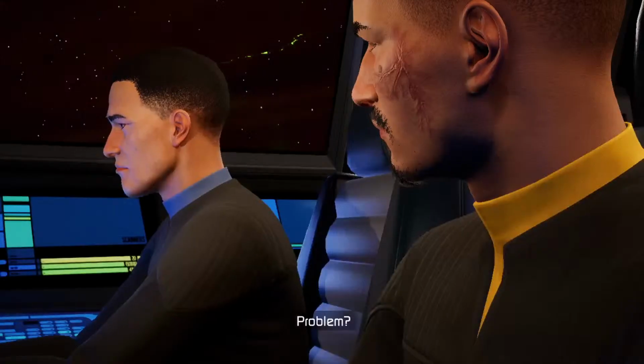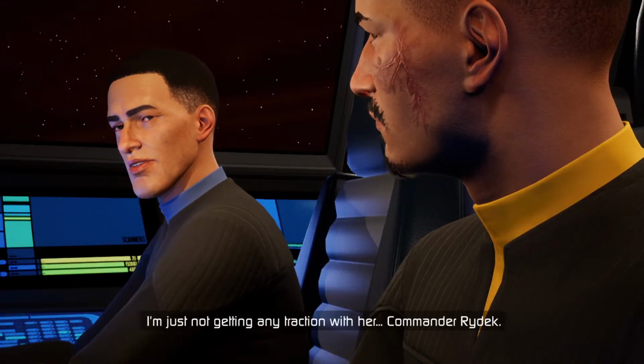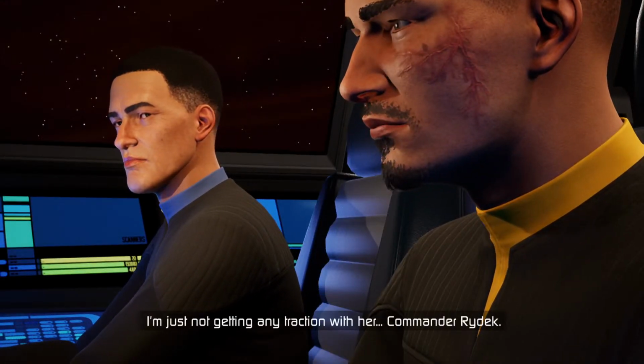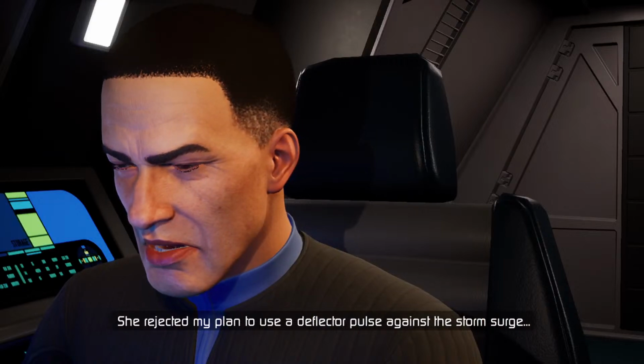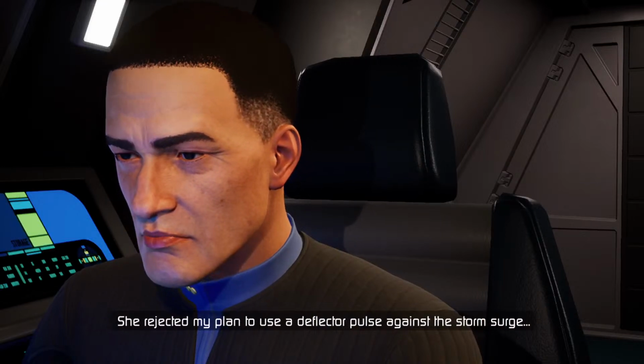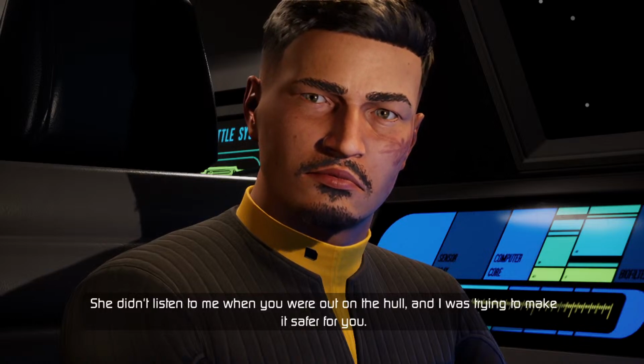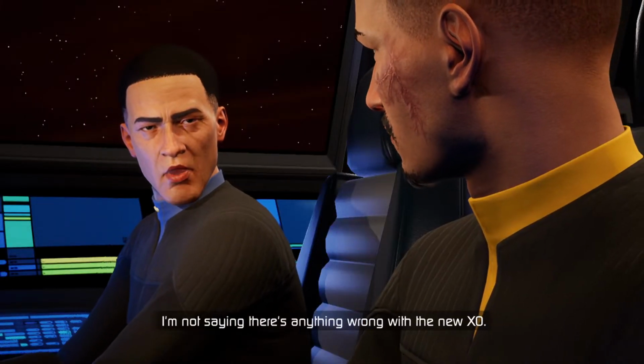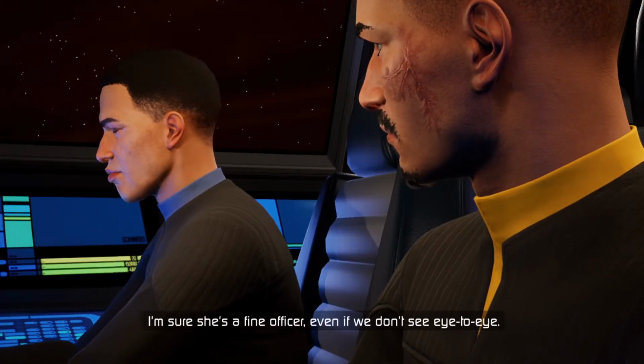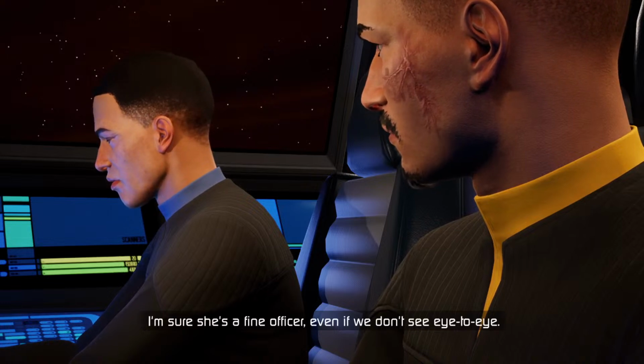Problem? I'm just not getting any traction with her. Commander Rydek. She rejected my plan to use a deflector pulse against the storm surge. She didn't listen to me when you were out on the hull and I was trying to make it safer for you. I'm not saying there's anything wrong with the new XO. I'm sure she's a fine officer, even if we don't see eye to eye.